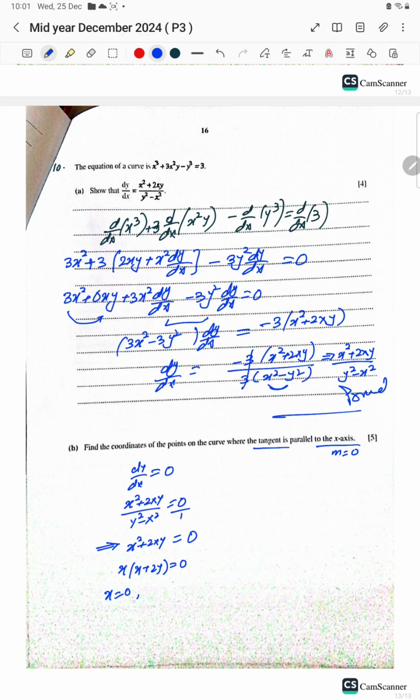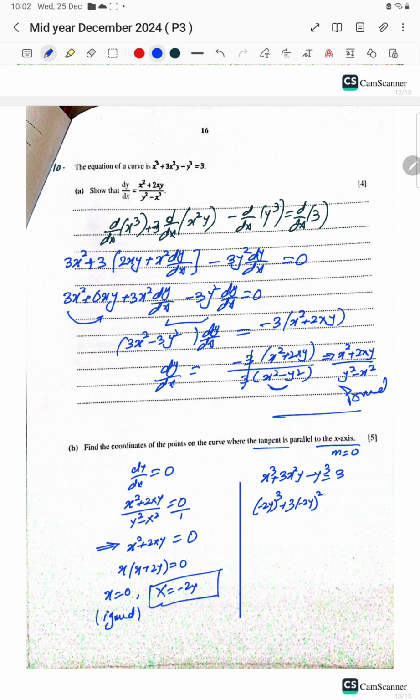So x is 0, or x equal to minus 2y. Because if x is 0, dy by dx will be 0, so it is not possible, so we'll ignore this one and we'll take this relation in the original equation, that is x cube plus 3x squared y minus y cube equal to 3. So at x equal to minus 2y, I will replace this: minus 2y whole cube plus 3 times minus 2y squared times y minus y cube equal to 3.